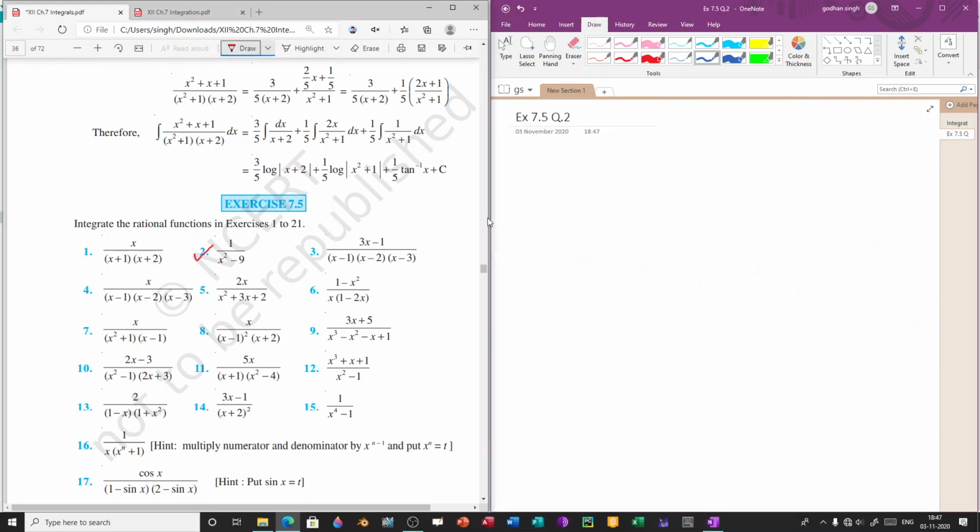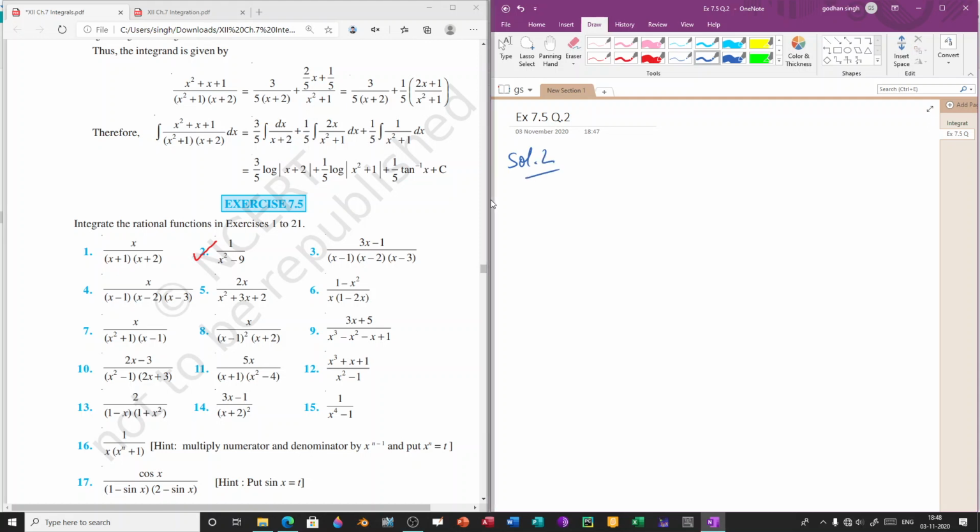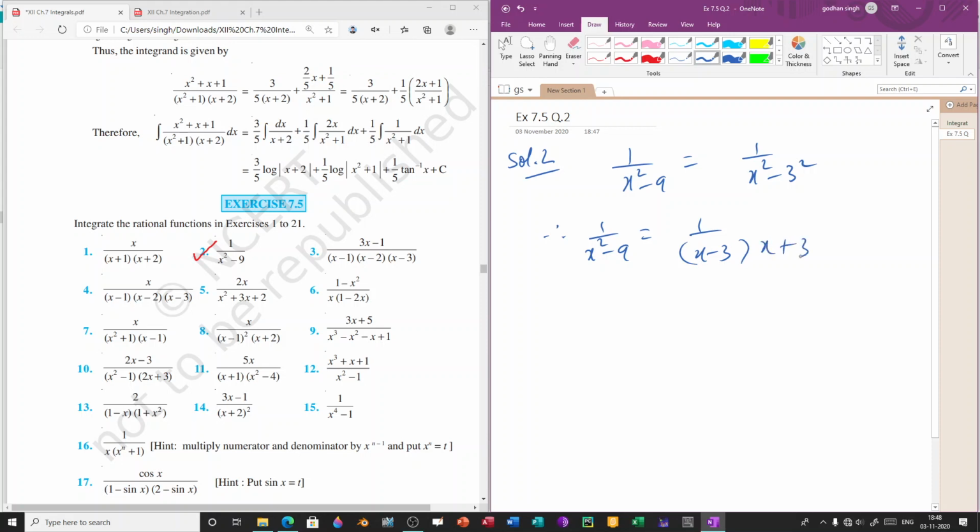Now we will do question number 2, that is the integration of 1 by x square minus 9. Solving question number 2, we can directly use the formula for 1 by x square minus a square, but here we will use partial fractions. First of all, 1 by x square minus 9 we can write as 1 by x square minus 3 square, and we do the factorization. Therefore 1 by x square minus 9 equals 1 by x minus 3 into x plus 3.